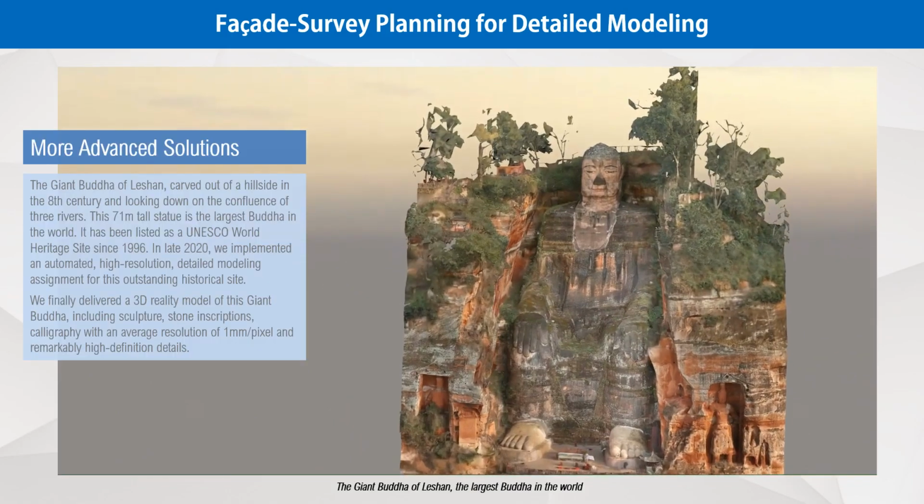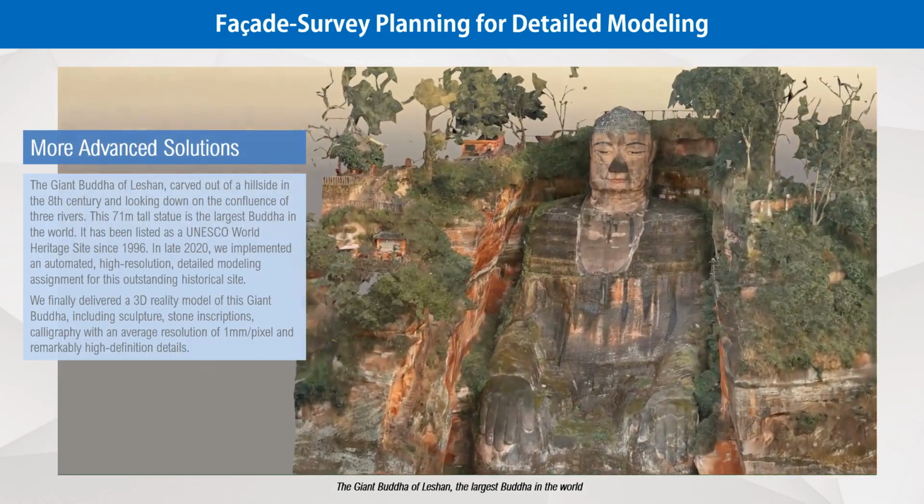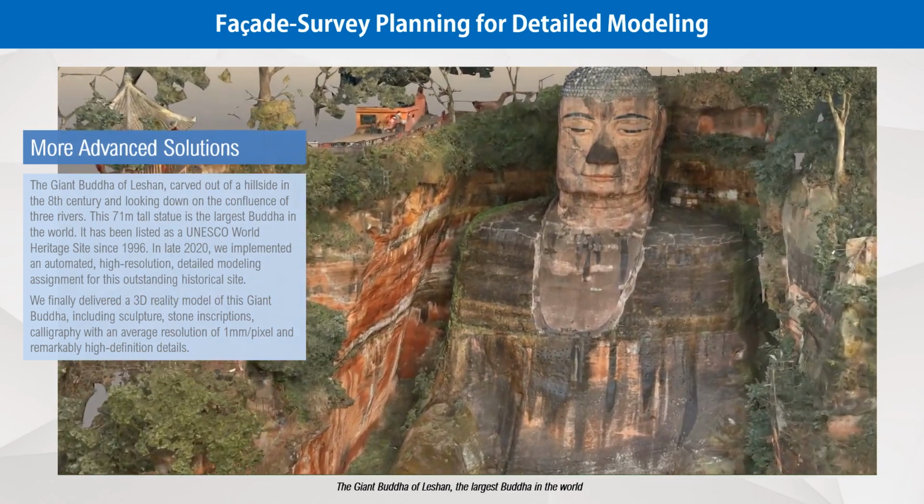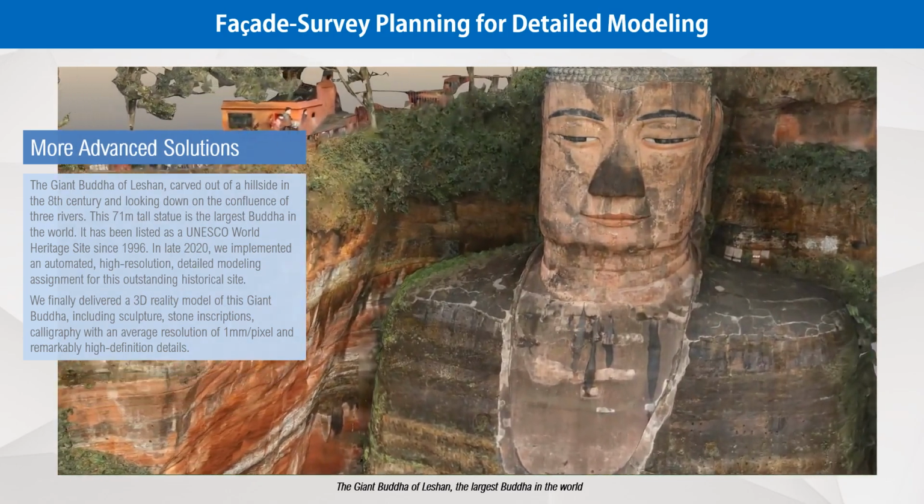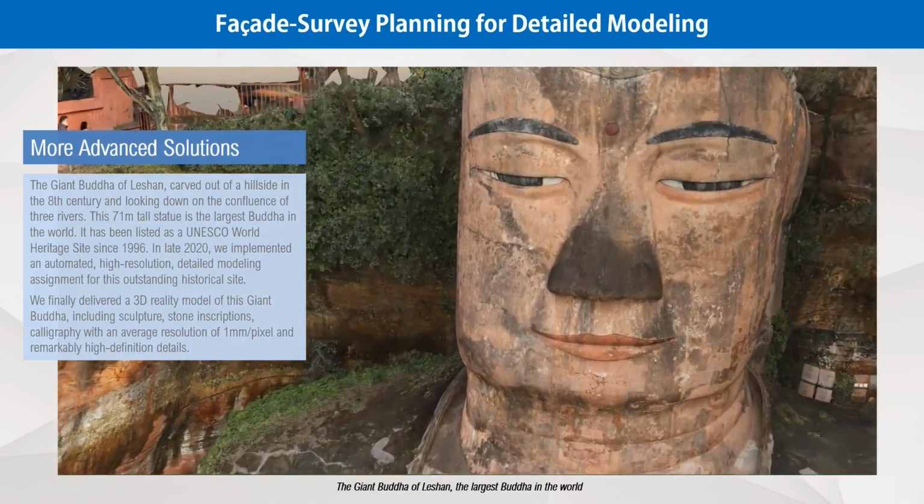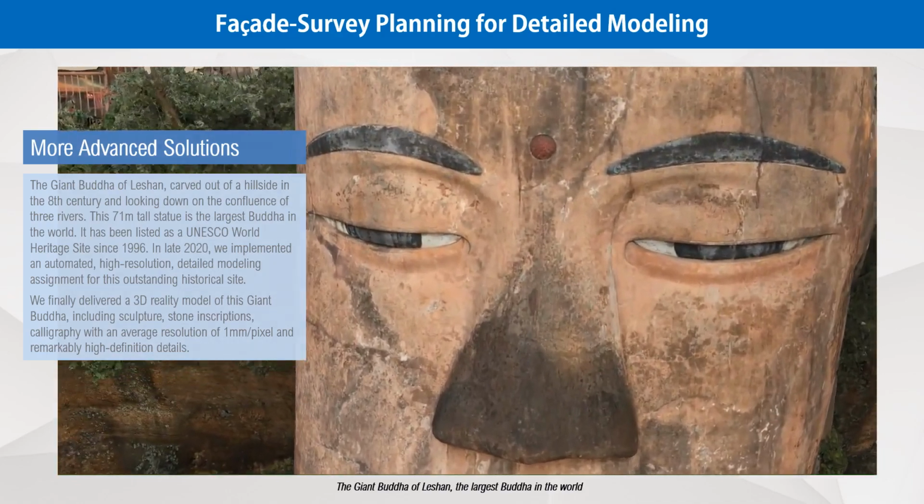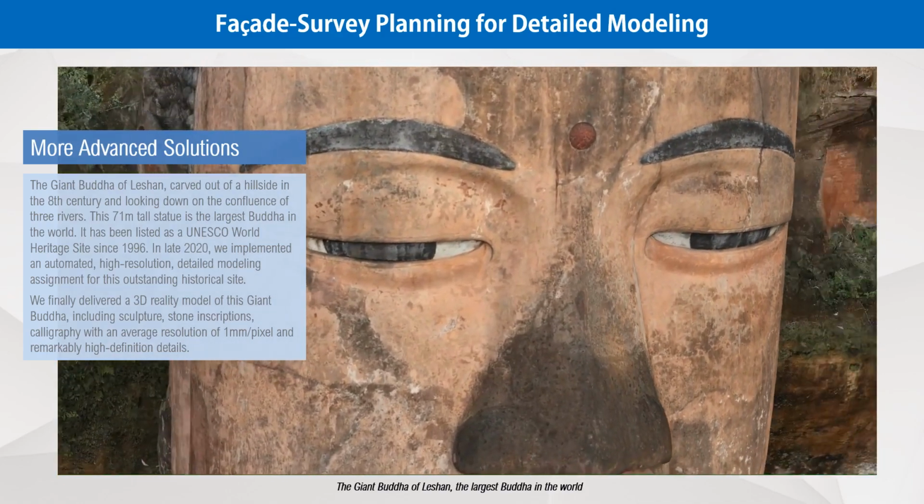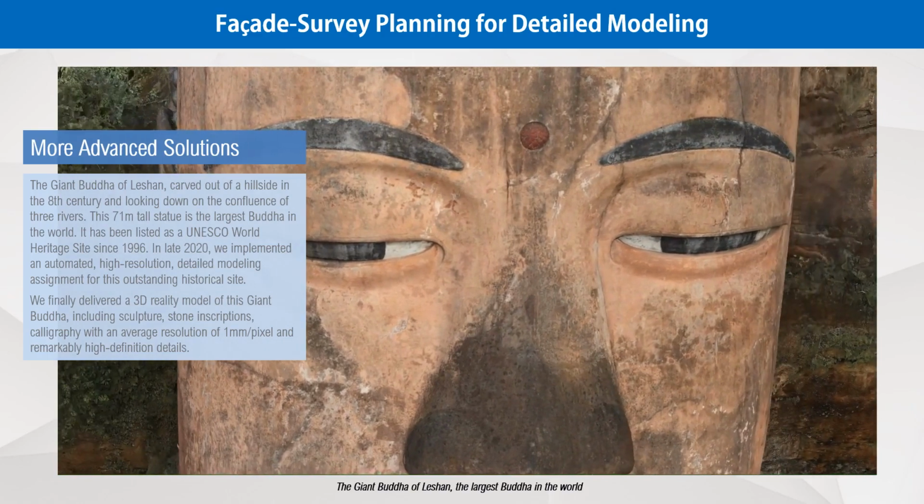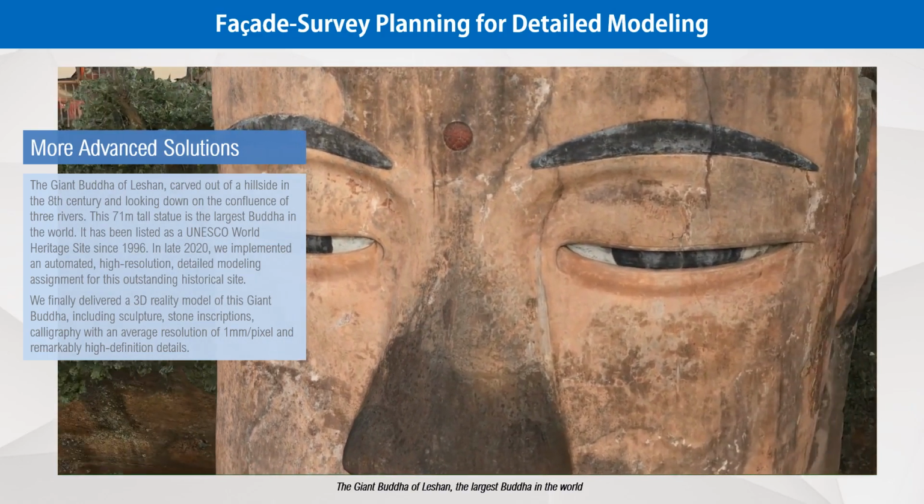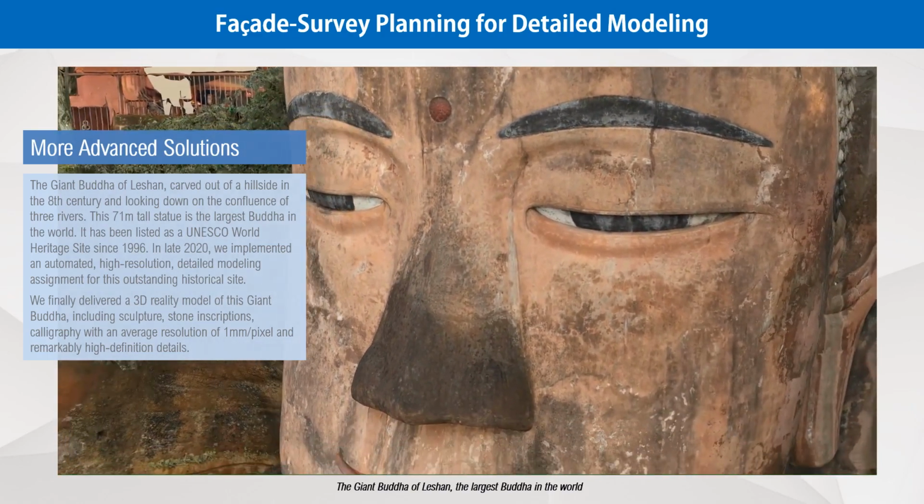The giant Buddha of Leshan, carved out of a hillside in the 8th century. This 71-meter tall statue is the largest Buddha in the world. It has been listed as a UNESCO World Heritage Site since 1996.